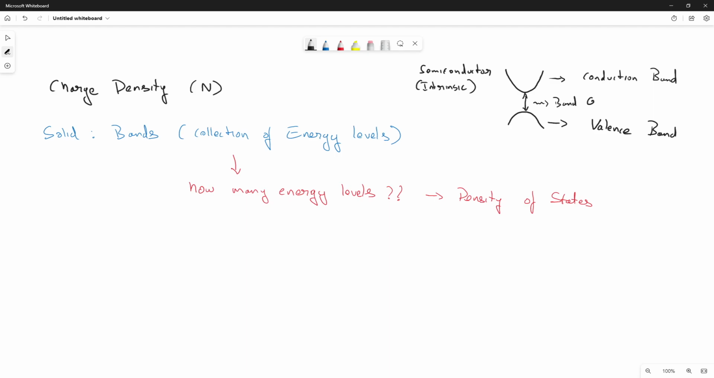Rather than asking where are most of the electrons, let me ask a more precise question. At T equal to 0, at 0 Kelvin, where are the electrons? At the valence band. Yes, all the electrons are in the valence band. The conduction band is completely empty. Here we are considering silicon, for example.